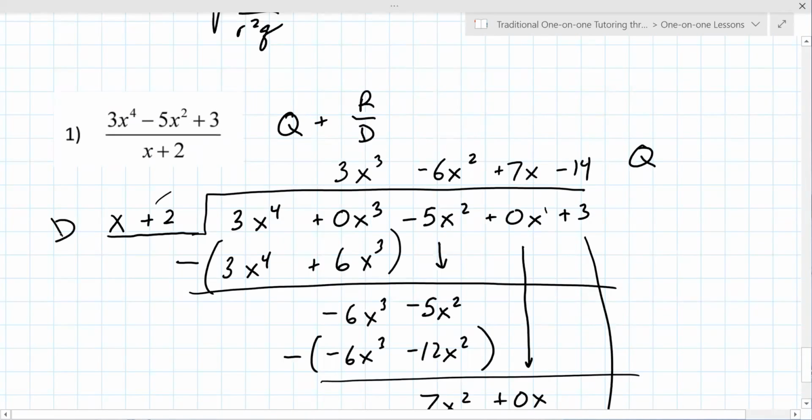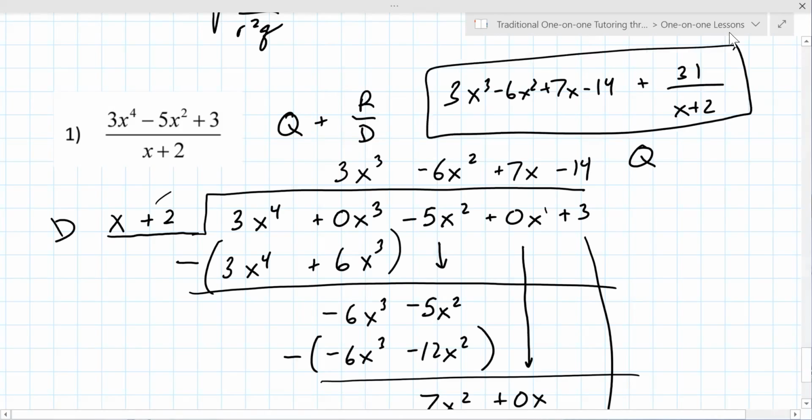It's kind of a mess here, so I'll write the answer at the top because this screen doesn't really scroll well for what we're doing. So the answer is, let me rewrite it: 3x cubed minus 6x squared plus 7x minus 14 plus the remainder of 31 over x plus 2. That's your final answer.